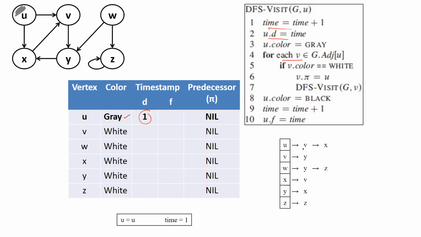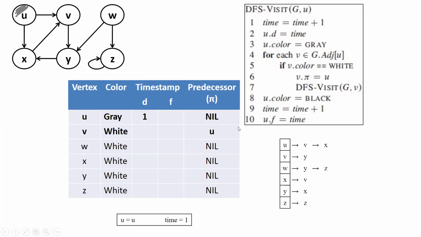So U's adjacent vertex is V. DFS of U will now first call DFS of V, because V is adjacent to U. So this is the DFS visit of the V vertex. It will call DFS of V, so the adjacent of V now will become equal to that of U.